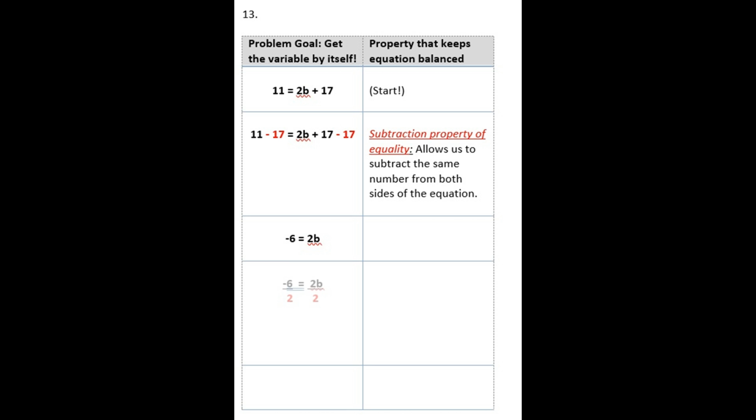Since we're multiplying b times 2, it's time to divide 2b by 2. All right? And since we're dividing both sides of the equation by the same number, we still have a balanced equation. That's the division property of equality. Negative 3 equals b. Now we found out what b actually is. And we use the same approach for number 14.